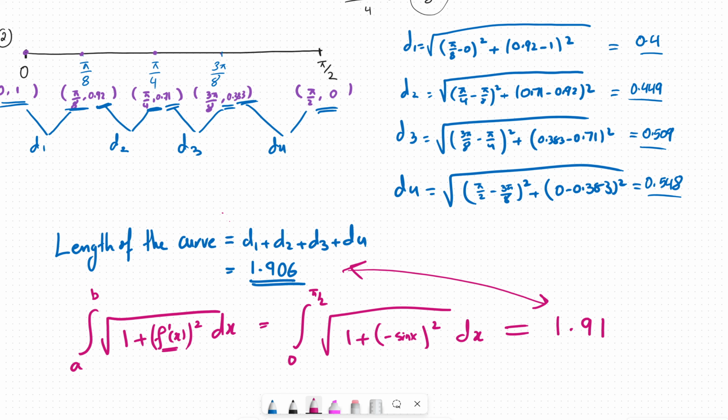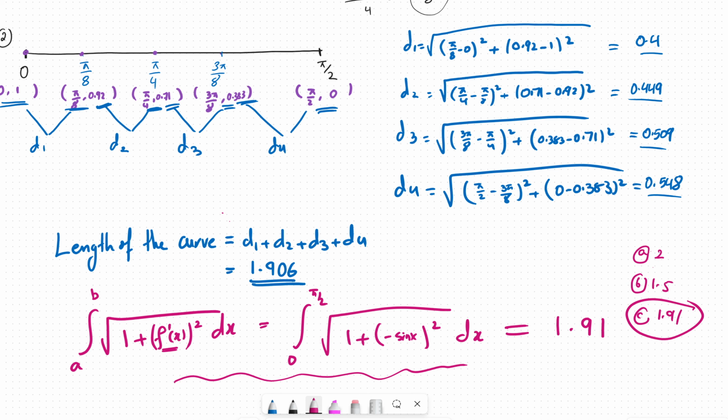to the exact length. Now, since this is going to be an MCQ question, if you see in the choices that the choices are a little bit far off, for example, choice A is 2, choice B is 1.5, choice C is 1.91, you can just directly use this formula and you can know which is the correct answer.